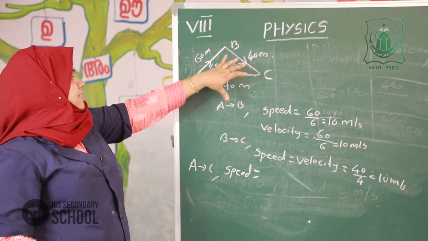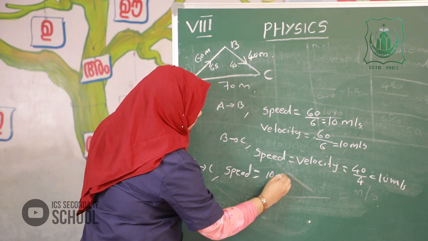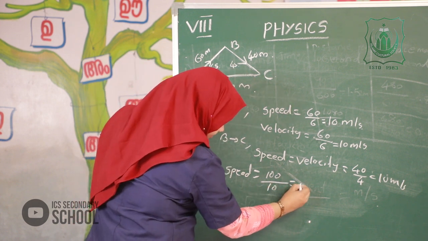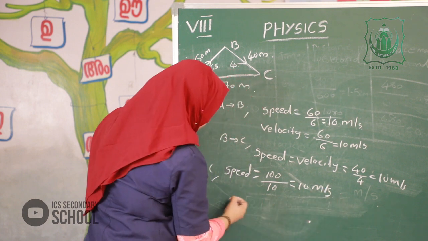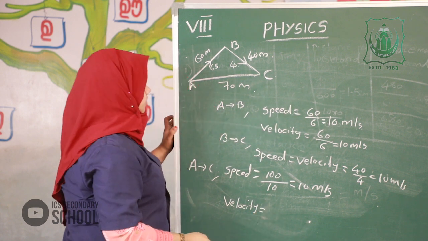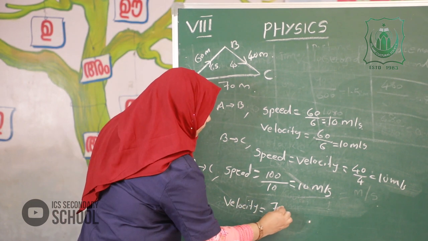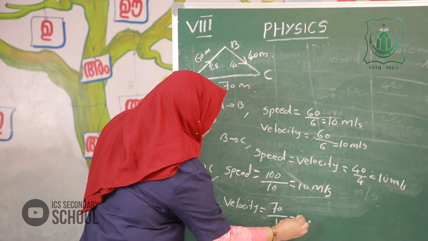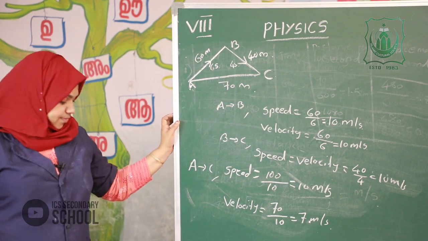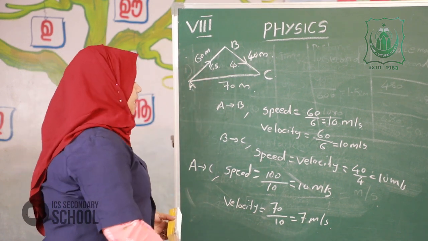Speed is equal to distance divided by time. What is the distance? 60 plus 40, that is 100. 100 divided by 6 plus 4, 10, that is 10 meter per second. But velocity is equal to displacement from A to C, 70. 70 divided by 10, we get 7 meter per second. Here is the answer. From this we can understand the differences between speed and velocity.